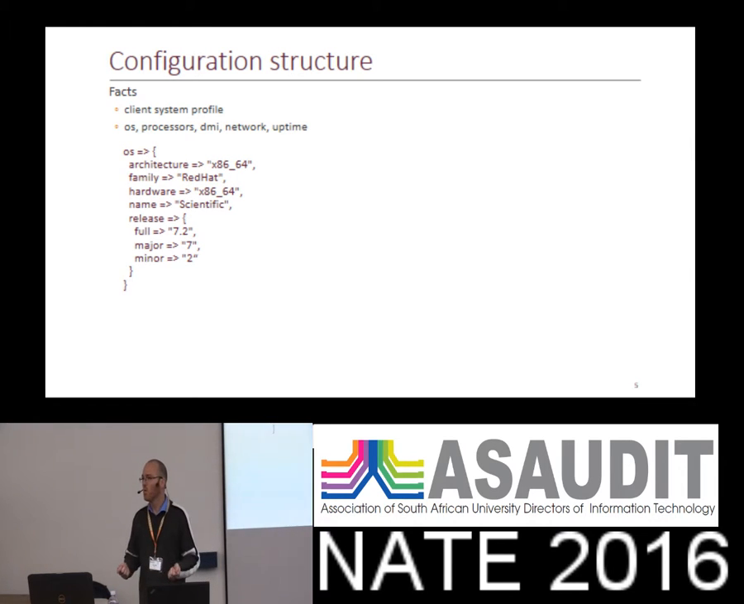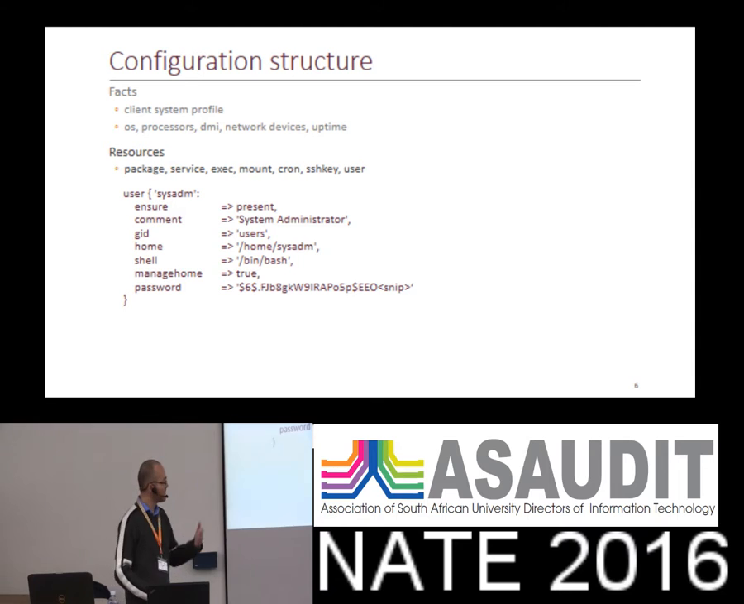And in your Puppet configs, you can then say, for every machine where OS dot architecture is x86-64, apply the following. It's a really, really nice way for the client to be able to supply the server with facts about itself.